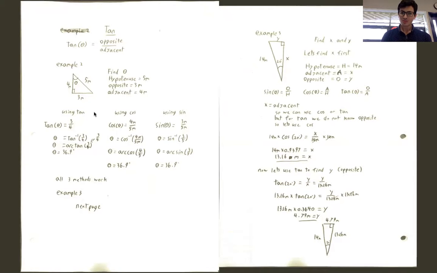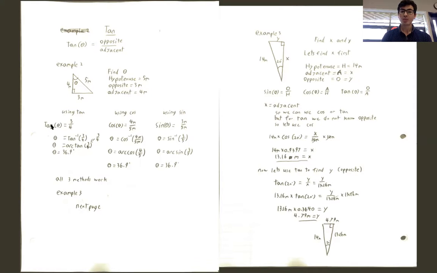Looking at example 2, we're trying to find theta, and we're given each of the side lengths. We're given the hypotenuse of 5 meters, the opposite of 3 meters, which is right across from the angle, and the adjacent at 4 meters. So we can use each of the 3 trigonometric ratios we know. We can use tan, cos, or sine. So we're going to do all 3.